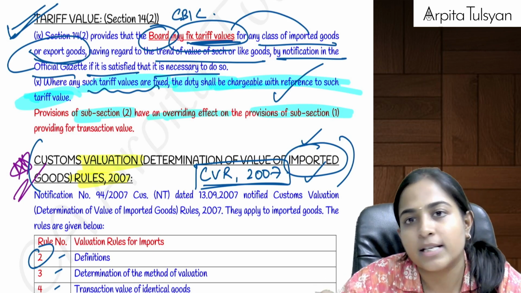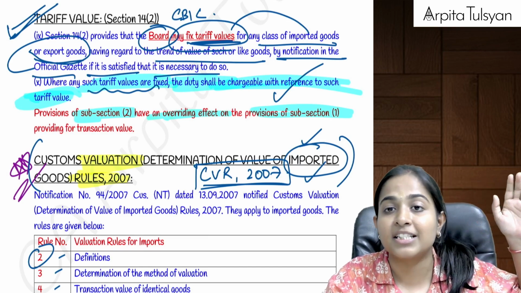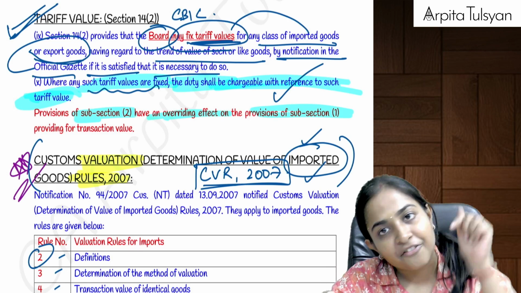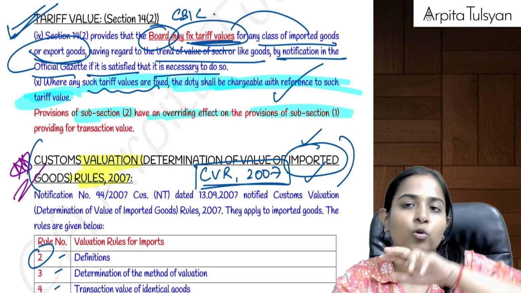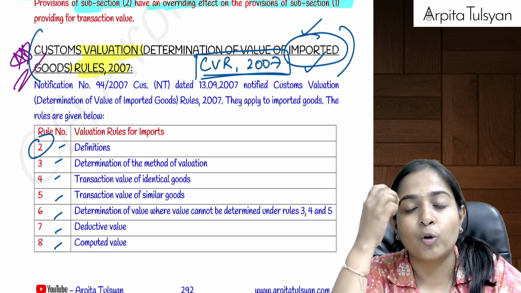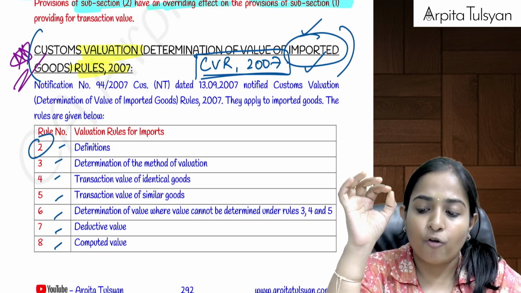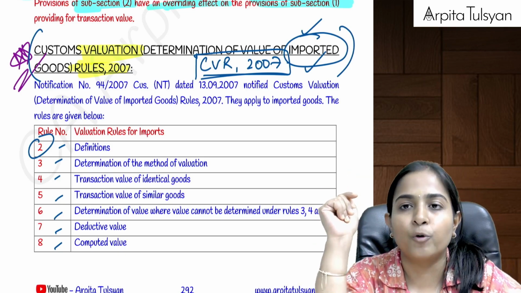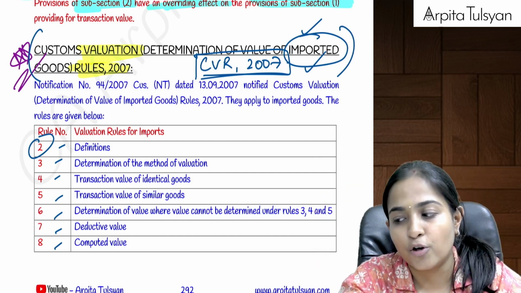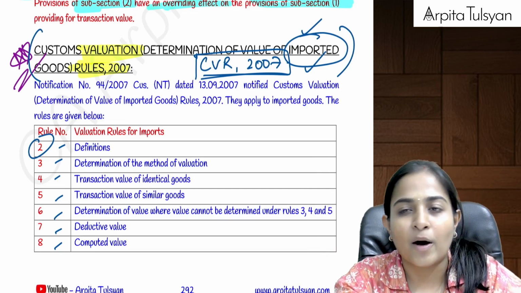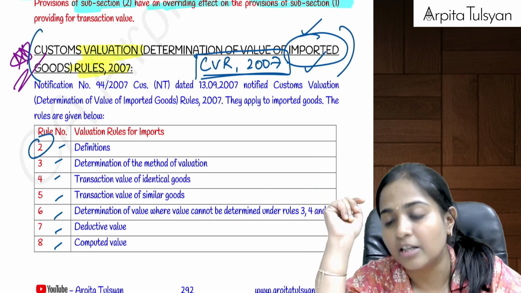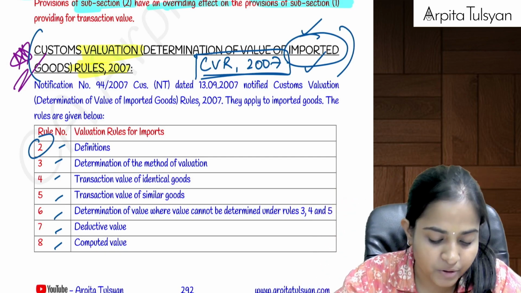If 14.2 is not applicable, then you have to calculate the custom duty on the value. But if tariff value is given, then tariff value only will apply. That is, 14.2 is going to override section number 14.1. Okay, now listen. They have told in section number 14.1 itself that while determining the assessable value of customs, you have to also apply the custom valuation rules. So starting with the first one, that is custom valuation, determination of value of imported goods rules 2007.